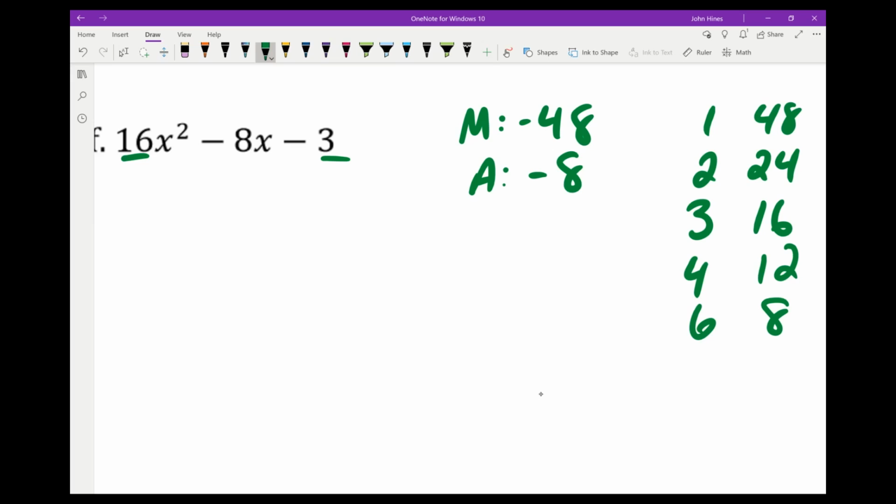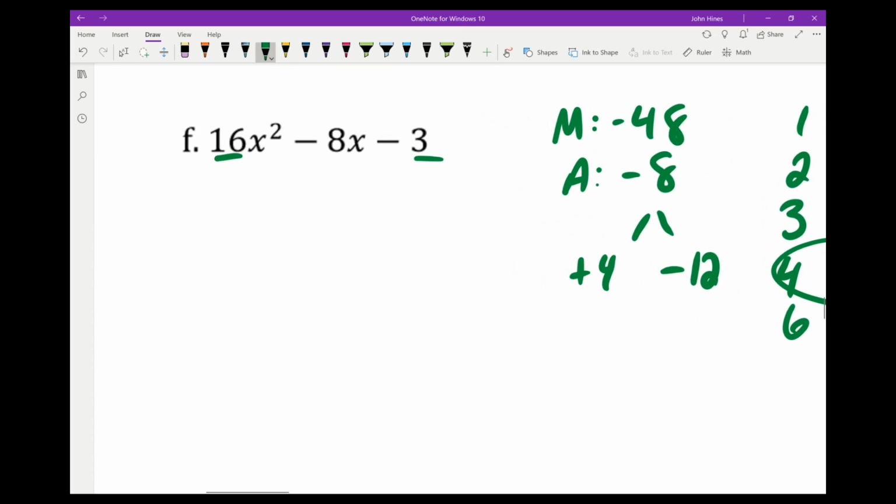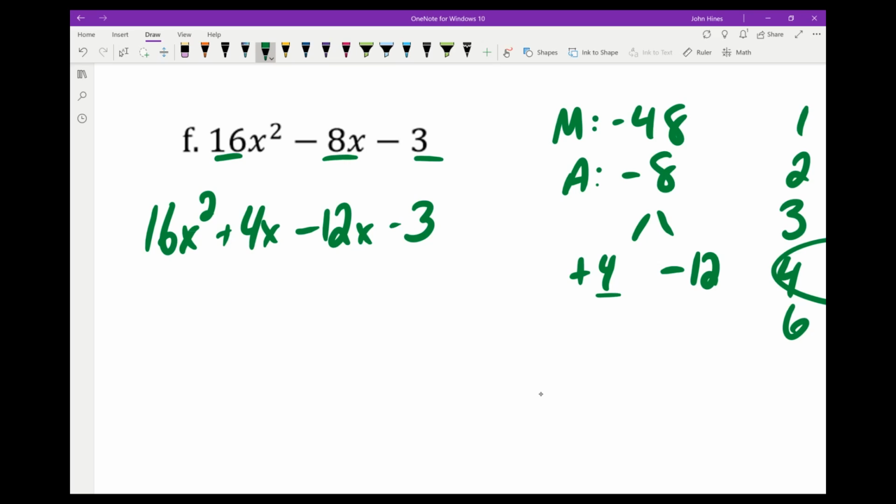Well, notice that I have opposite signs here. One's got to be positive and one's got to be negative. So I have to subtract to 8. Those guys subtract to 8. Positive 4, negative 12 to end up being negative. So 16x squared plus 4x minus 12x minus 3. Split the middle term, positive 4, negative 12.